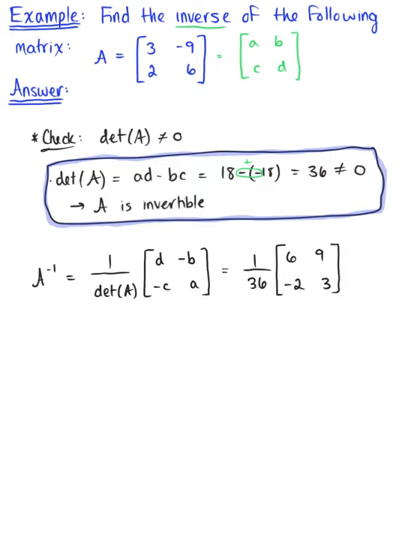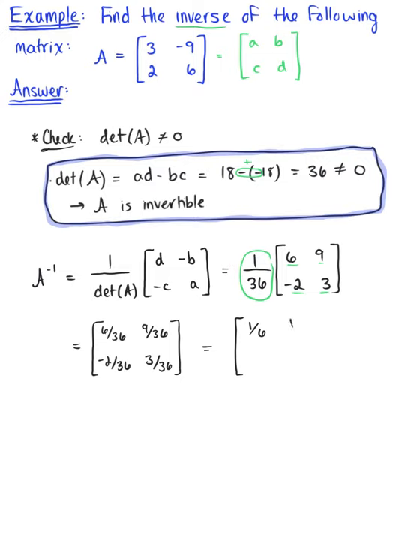And so by properties of scalar multiplication, we're going to pull this scalar 1 by 36 through to each term in our 2 by 2 matrix. So this is going to be equal to 6 by 36, 9 by 36, negative 2 by 36, and 3 by 36. But of course, we don't want to leave our answer like that. We want to simplify. So we're left with an answer of 1/6, 1/4, minus 1/18, 1/12.